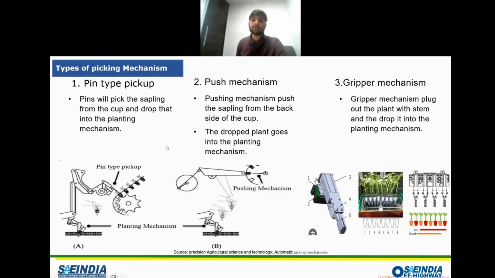This is a high-level view of the different kinds of picking mechanism, but based on the subsystem you have selected, or the mechanism you have decided from the power source, that may be hydroelectrical or maybe a mechanical system, you need to select the mechanism for picking, where you may have a grip, push or pin type mechanism. So you can pull it from the soil or directly pick it from the stem.